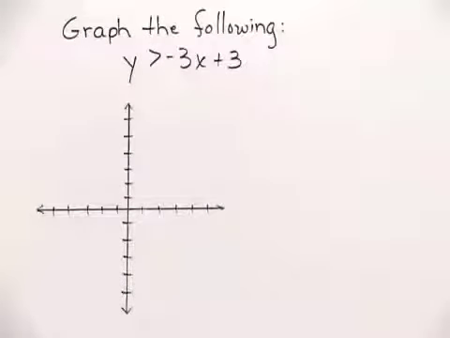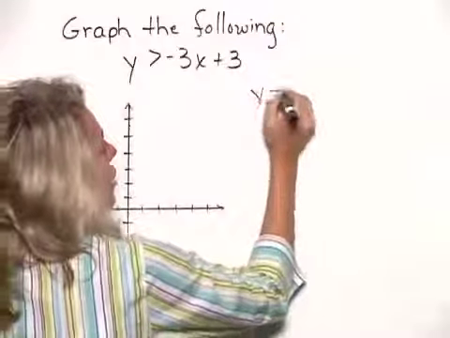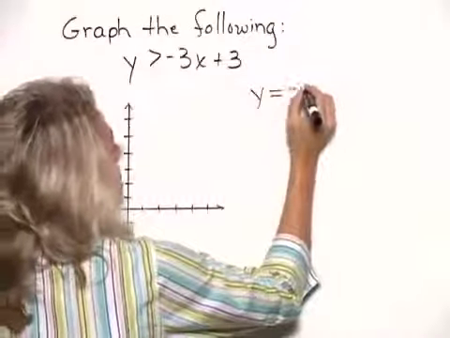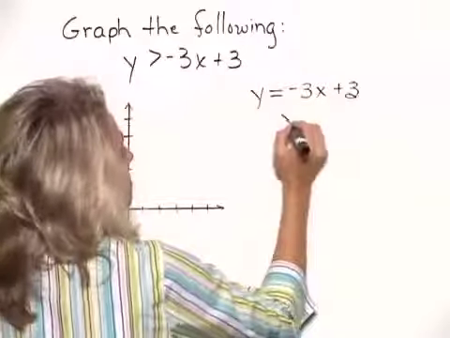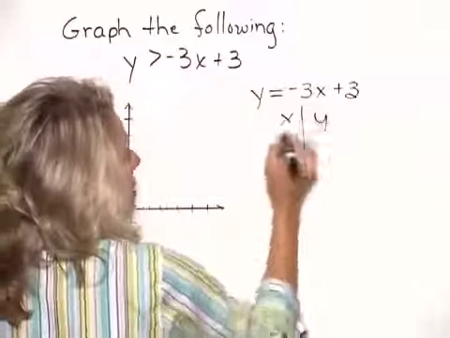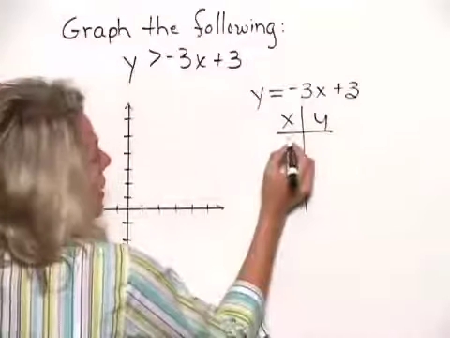Graph the following. Y is greater than negative 3x plus 3. Now to graph this inequality, we're going to begin by graphing the equation that's associated with this inequality. And we'll make a t-chart and come up with some coordinates.